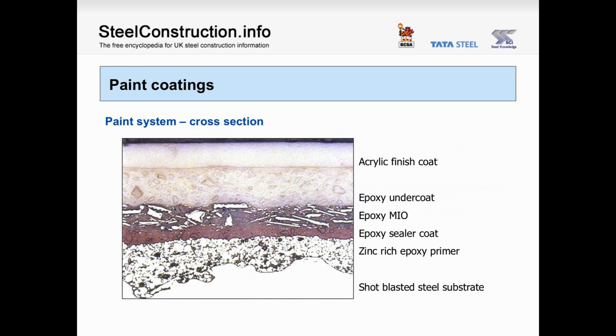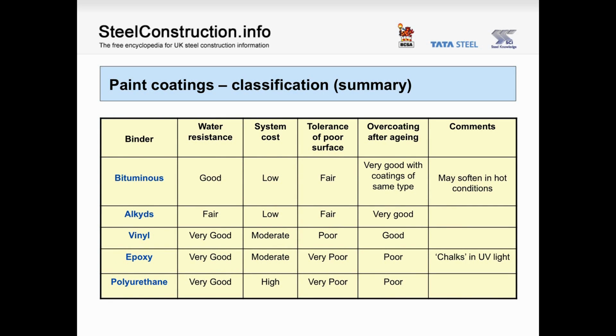This cross-section shows the individual layers of a real modern coating system designed for long-term durability. The system is designated an epoxy type. The most common methods of classifying paints are either by their pigmentation or their binder type. This table gives a summary of the main different types of paints and their properties in terms of water permeability, cost, and surface preparation requirements.